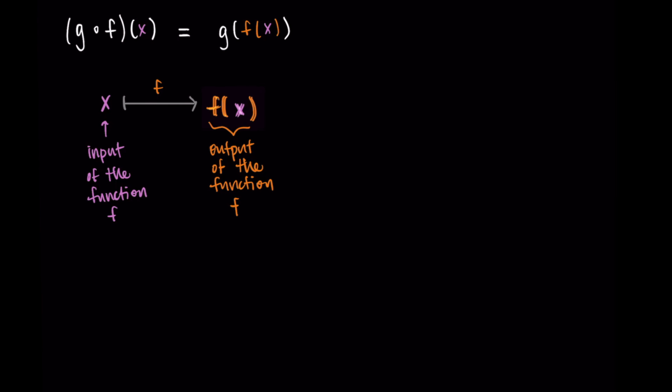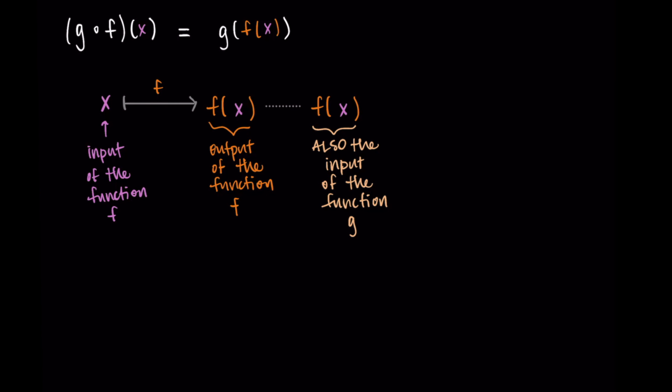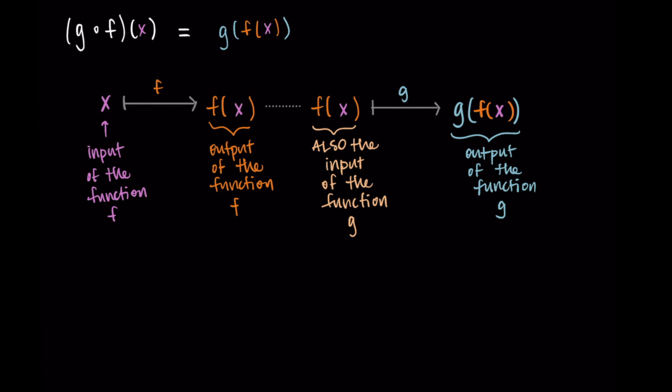Now when we do a composition, we're going to take this output and make it the input to another function. We have the output, f of x, and this is now also the input of the function g. So f of x now becomes our input for g, and g provides us the corresponding output, which I'll say here is g of f of x. This is the output of the function g. So we've done f, then g, and now we have our output. We started with x, and we ended with g of f of x.